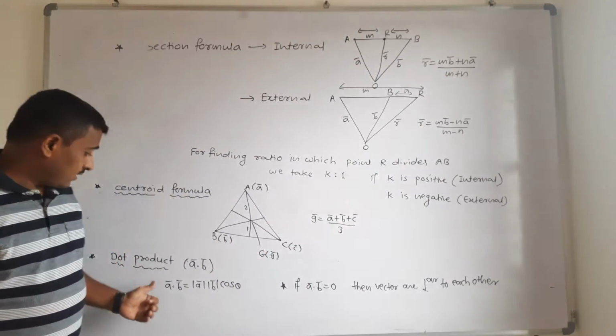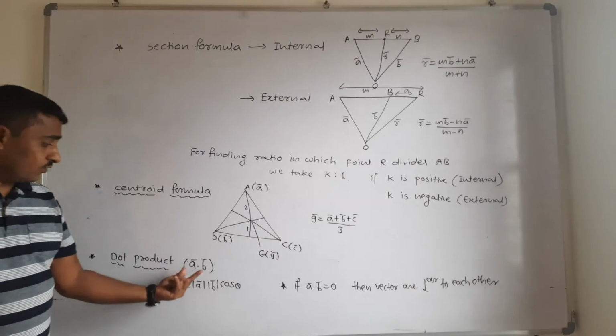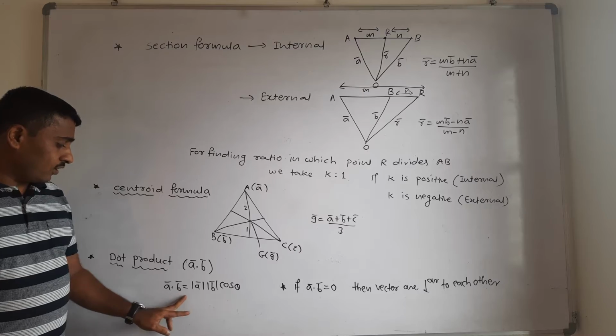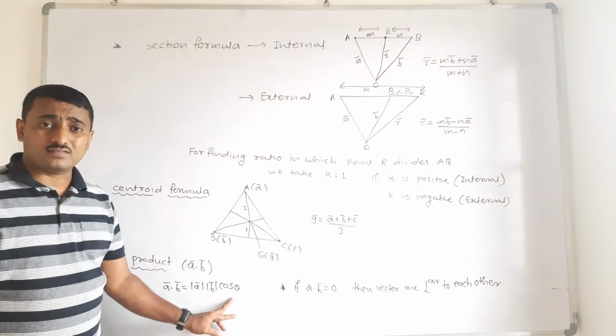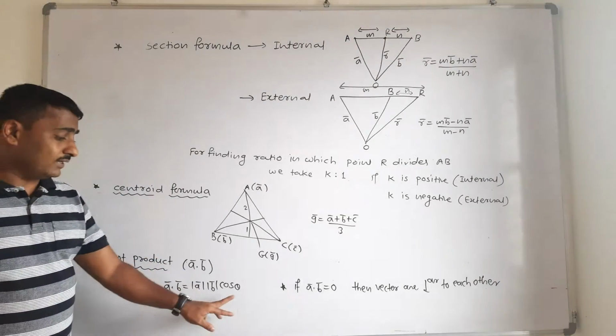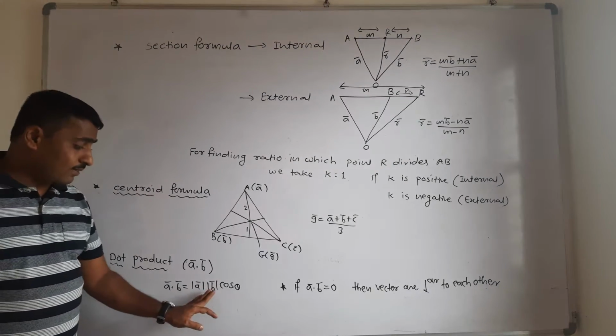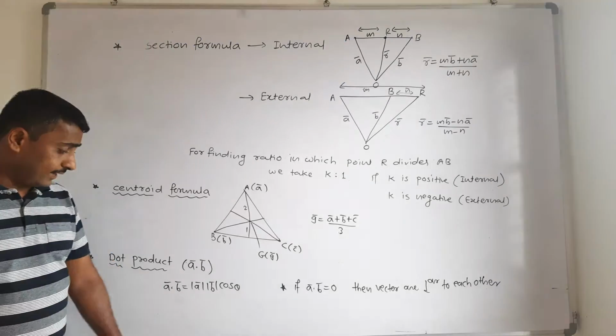And next is dot product. Dot product denoted by just A bar dot B bar. I simply write the definition. A bar dot B bar equals modulus A bar modulus B bar cos theta. We can find the angle theta between two vectors by using this also. Just transferring modulus A bar modulus B bar, we get angle theta.